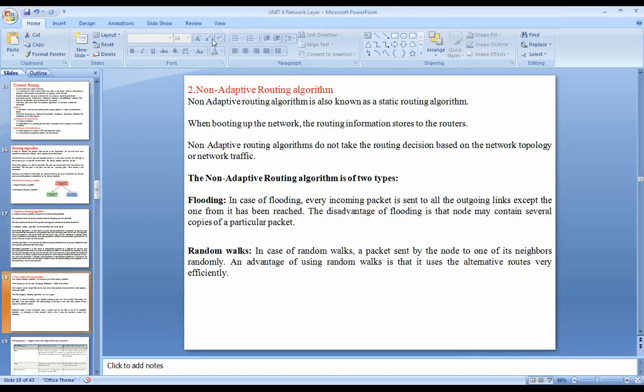And the next type of algorithm is the non-adaptive routing algorithm. What is the meaning of non-adaptive routing algorithm? It is a static routing algorithm. Non-adaptive is nothing but static routing. Adaptive routing algorithm is dynamic routing. Dynamic means it can take any route, but static routing means only one route it can take. That is the meaning of non-adaptive. Static is fixed. Dynamic is not fixed.